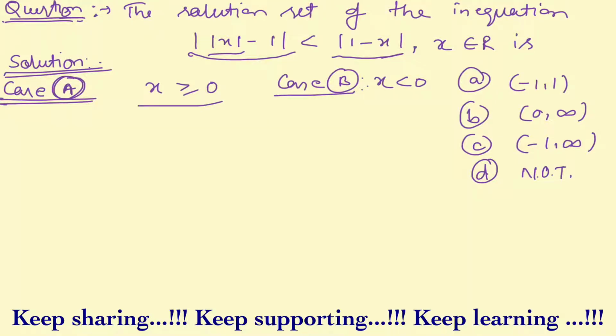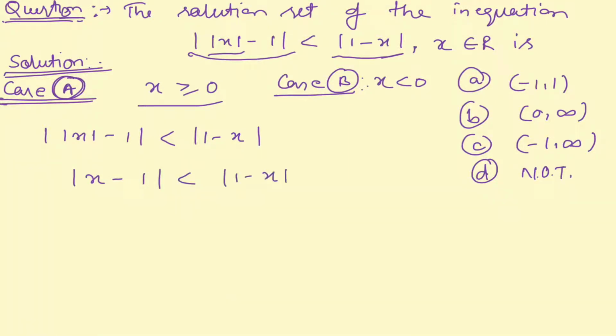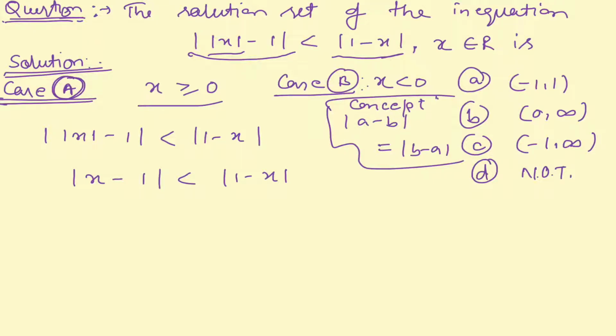So when case a, that is when x is greater than or equal to 0, we have mod of mod x minus 1 less than 1 minus x. Here, when x is greater than or equal to 0, this will be opened with a positive sign, that is less than 1 minus x. We know that mod of a minus b is equal to mod of b minus a. This is an important concept you must embrace. Either you take mod of a minus b, and this will be equal to mod of b minus a. So this 1 minus x we can write as x minus 1.